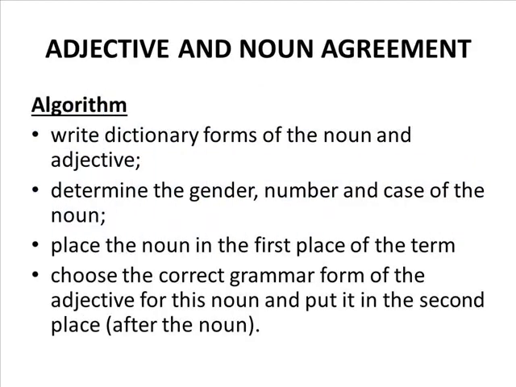To agree an adjective and a noun in Latin means to put these parts of speech in the same gender, number and case. To do it you should write dictionary forms of the noun and adjective, determine the gender, number and case of the noun, place the noun in the first place of the term, choose the correct grammar form of the adjective for this noun and put it in the second place, after the noun.